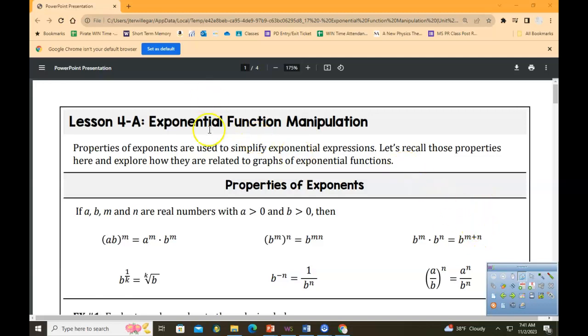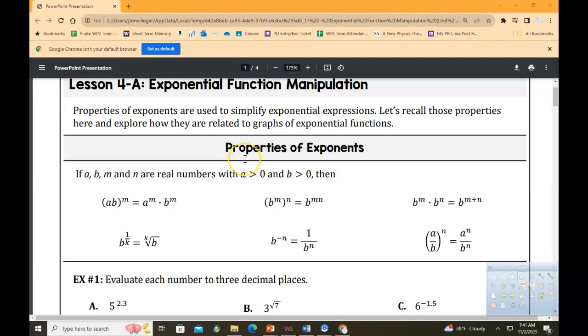Hey there, Pre-Calc kids. Today we're looking at 2.4, exponential function manipulation. First thing we gotta do is look at some properties and see if you recall them.